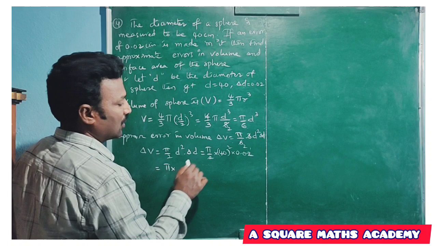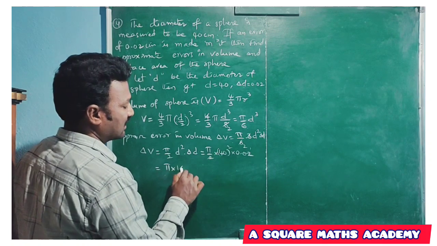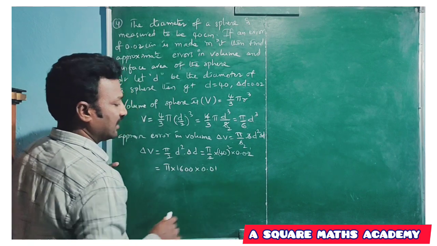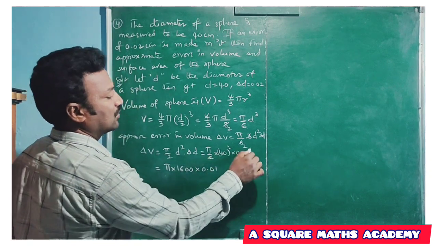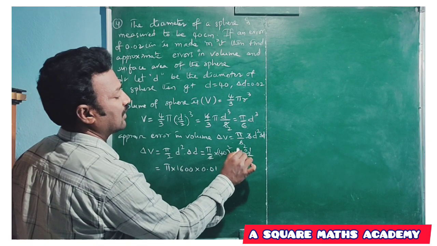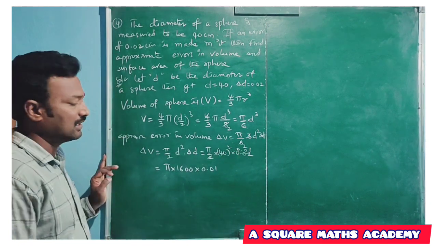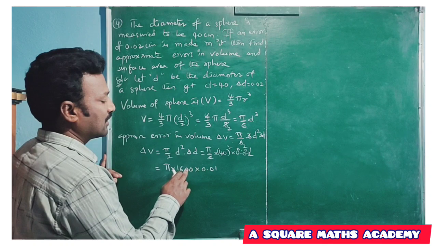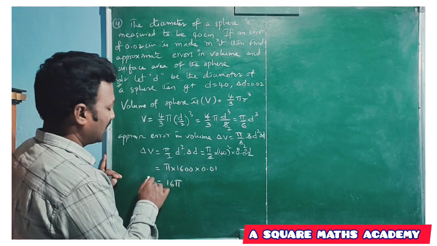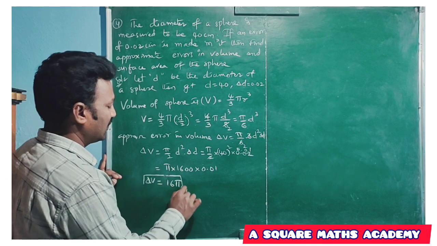So 2 ones are, కాబట్టి, so we get here pi into 40 whole square అంటే 1600 into 0.01 we get here. So 2 ones are కాబట్టి 0.01 we get here కదమ్మా. క్యాన్సిల్ చేస్తే 0.01 వస్తుంది. సో 2 zeros ఉన్నాయి, ఇక్కడ 2 zeros క్యాన్సిల్ చేసేచ్చు, మనకు 16 pi we get here. ఓకేనా, సో డెల్టా v వాల్యూ 16 pi.